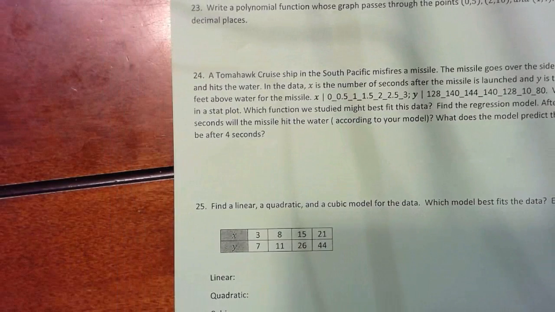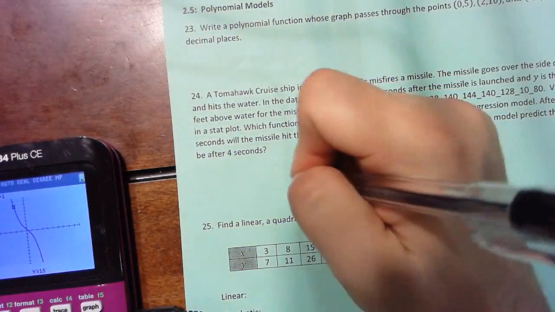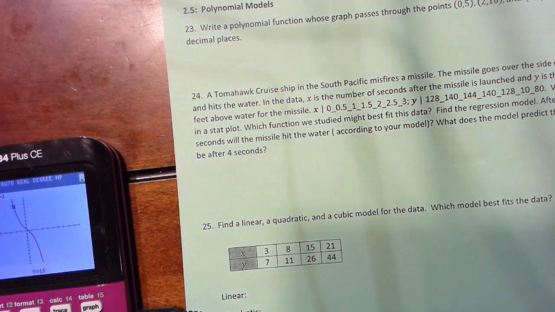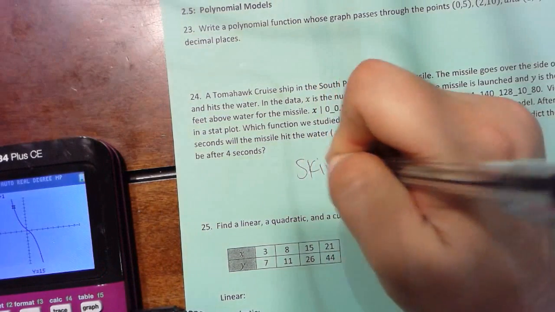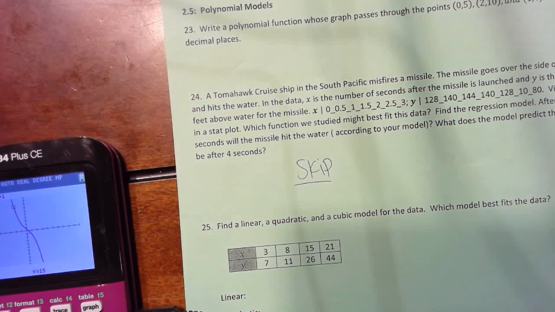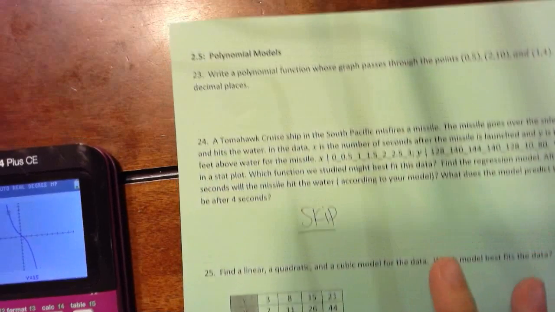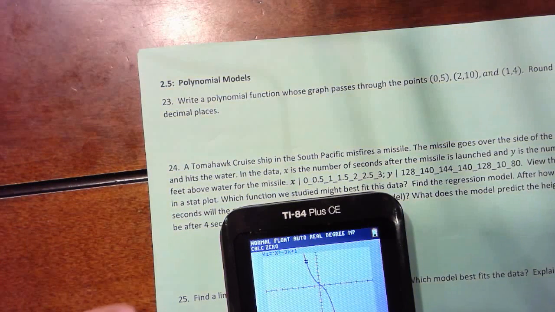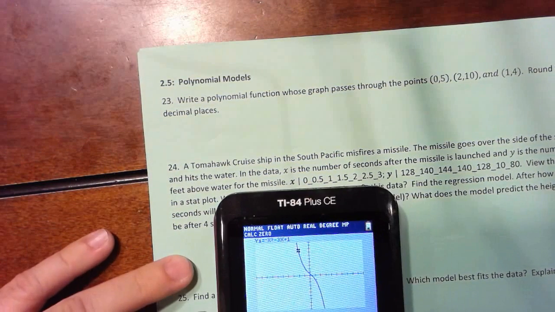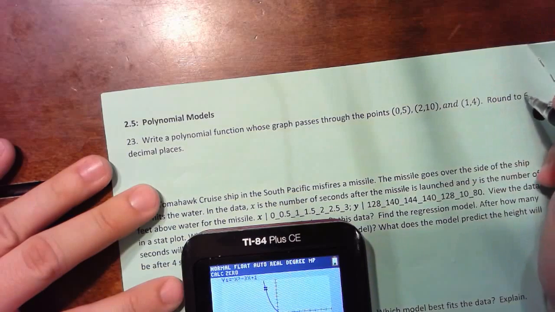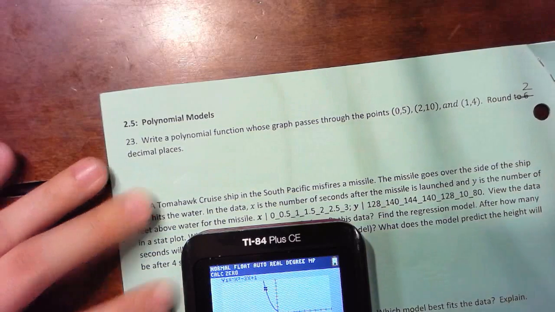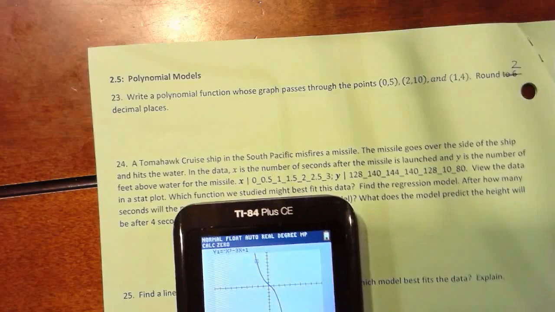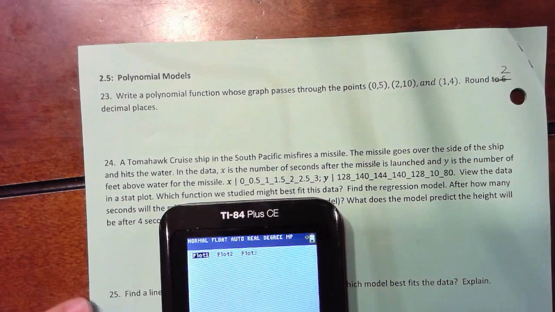Okay, looking at the back. Our polynomial models, this is what we learned last time. 24 is a bugger problem. It's not written great. Let's just skip it. Okay, number 23. Write a polynomial function whose graph passes through the points, round to 6 decimal places. Actually, we're rounding to 2 decimal places. Sorry about that.